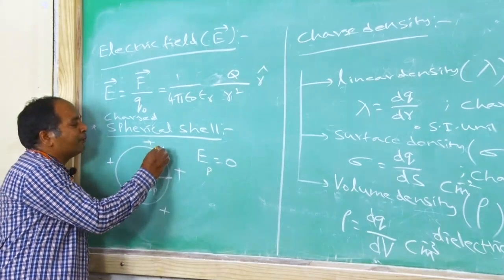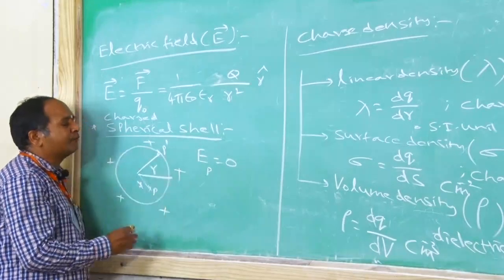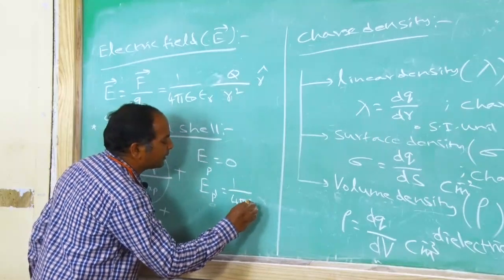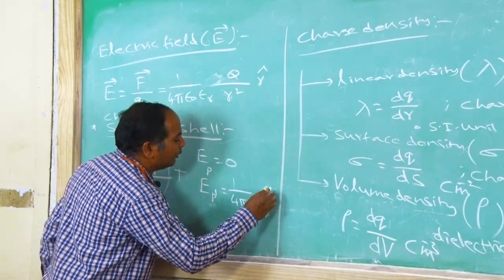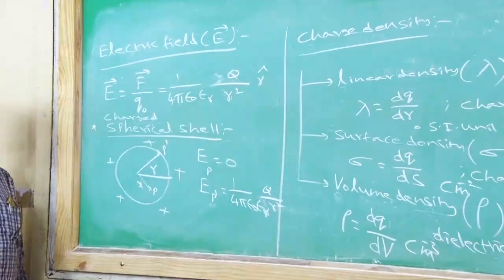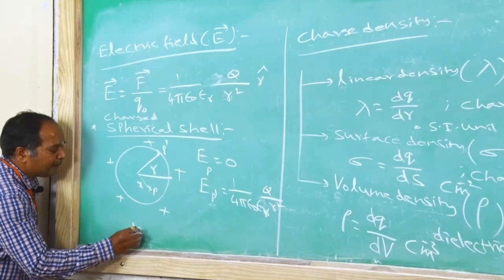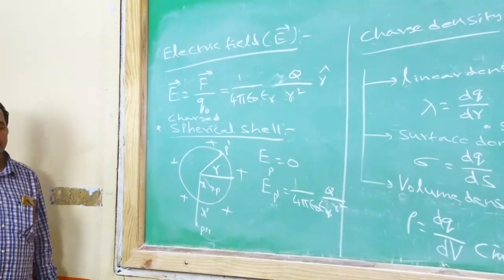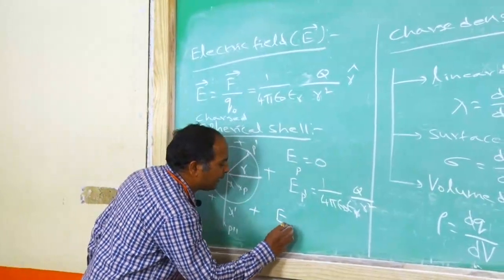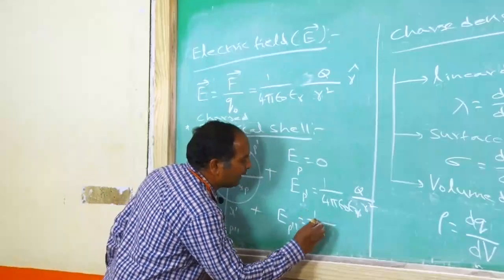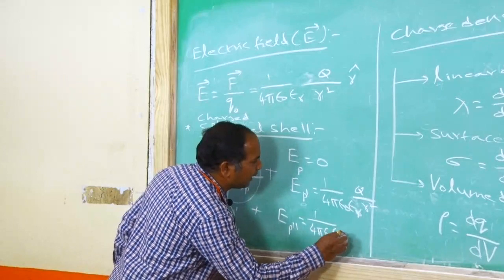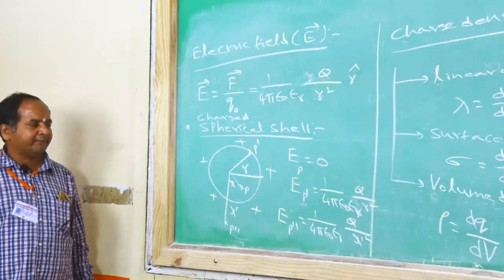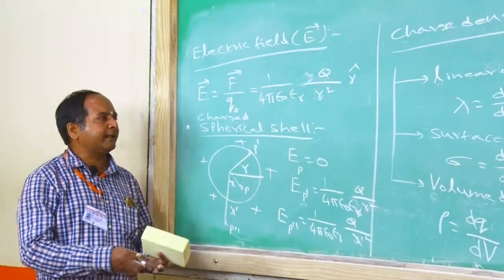Suppose you choose P dash as a point on the sphere, then E at P dash is equal to 1 by 4 pi epsilon naught epsilon r into Q by r square. Suppose P double dash is a point at a distance x dash away from the sphere, then E at P double dash is equal to 1 by 4 pi epsilon naught epsilon r Q by x dash square. This one we should remember carefully.